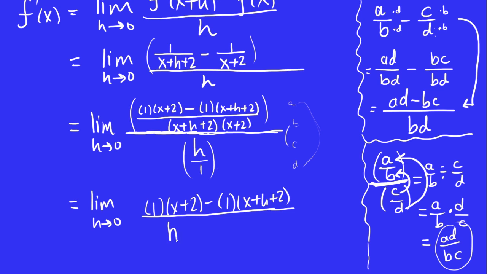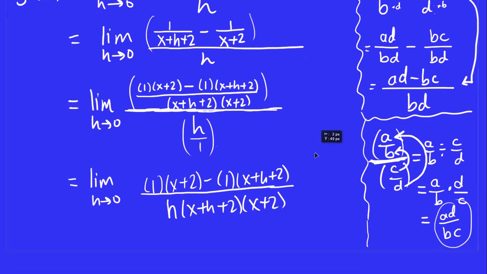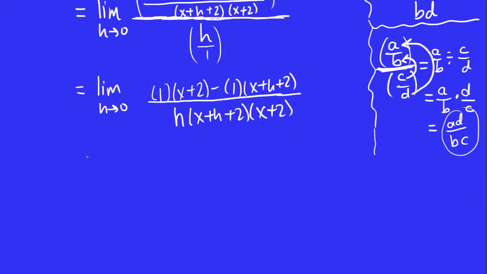How about I write the h in front? And now I have a normal looking fraction. So that's what I wanted to achieve. Now the top definitely can be simplified, the numerator. Let's see, what do we get? Notice I'm writing my limit sign. Multiplying by 1 here doesn't do anything, so I just have x plus 2.